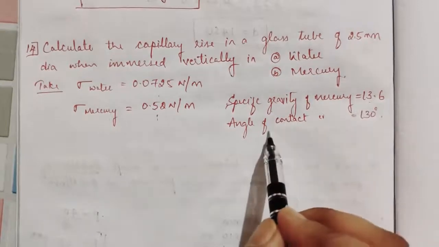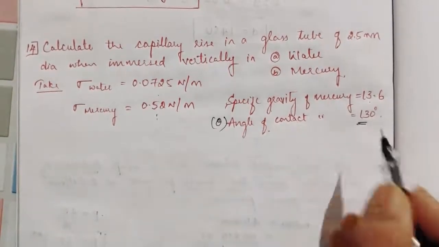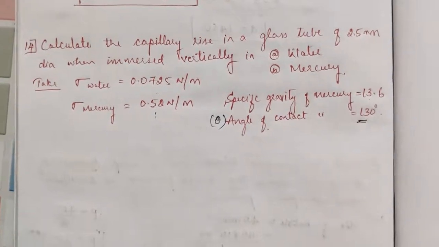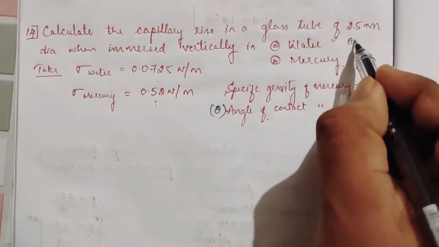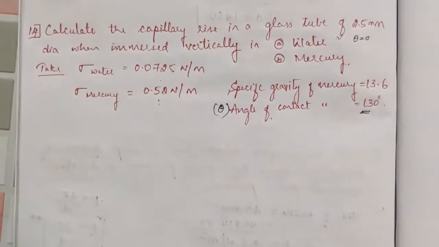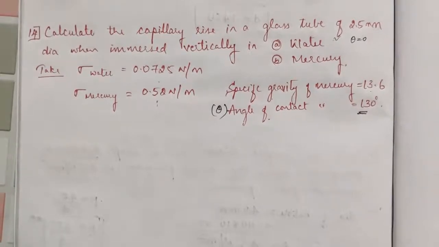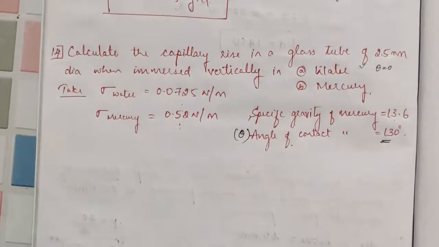And the angle of contact, this theta, for mercury is 130 degrees. And whenever water is given, what is the theta value? Theta is 0, the angle of contact with glass and the surface tension. Theta is 0 there.